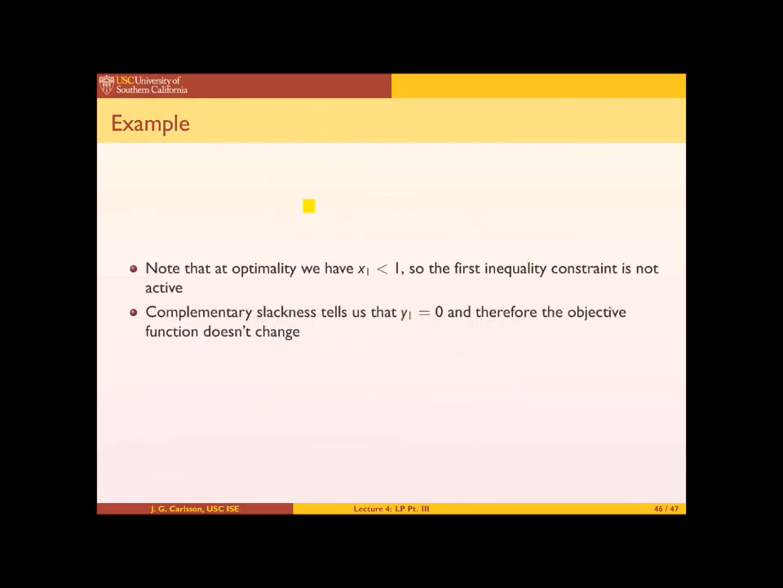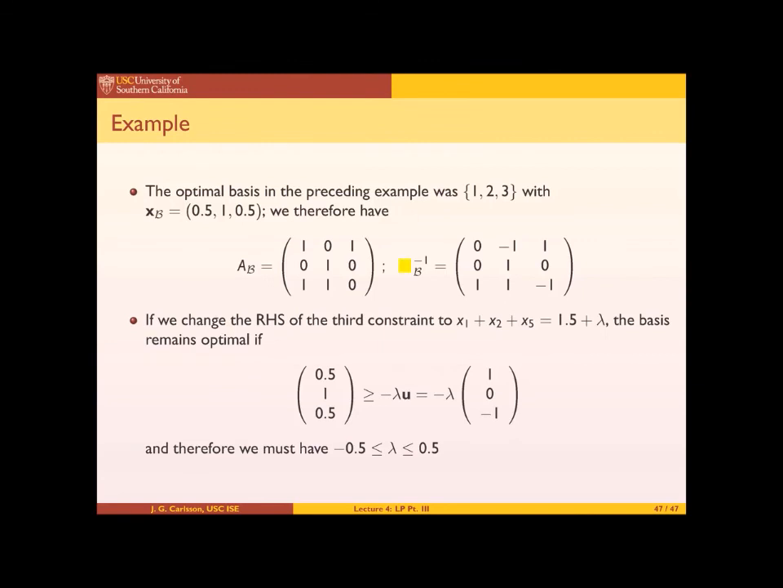We'll do one more example here, which is a little more enlightening. So again, the optimal basic set in my earlier problem was x1, x2, x3. The values of x1, x2, x3 were given here, and the same values of AB and AB inverse. Those don't change. In the previous example, I changed the right-hand side of the first constraint, and now we'll do the third.